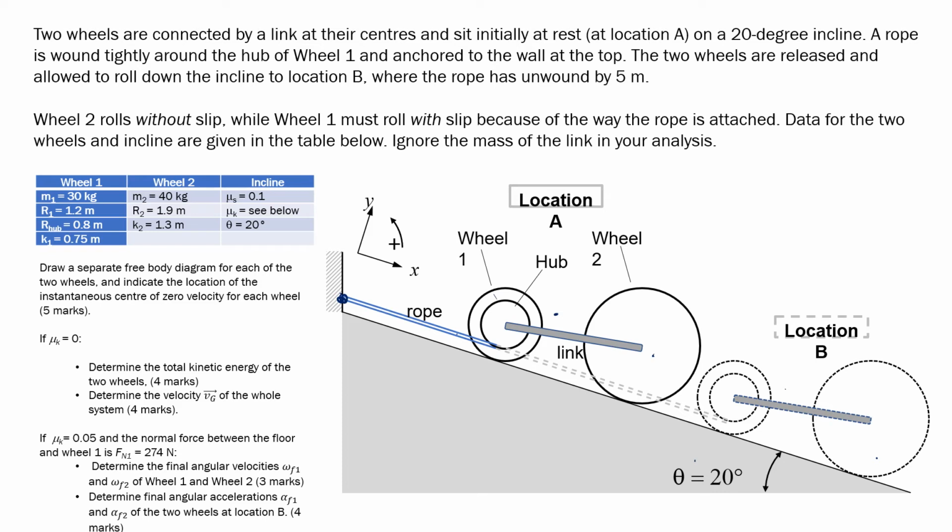Draw the two free body diagrams for the two wheels, and indicate the location of the instantaneous center of zero velocity on each wheel. If mu k equals 0, determine the total kinetic energy of the two wheels, and determine the velocity v_g of the whole system. For mu k equals 0.05, and the normal force between the floor and the wall is given to you as F_N1 equal to 274 newtons, determine the final angular velocities of the two wheels and the final angular accelerations of the two wheels at B.